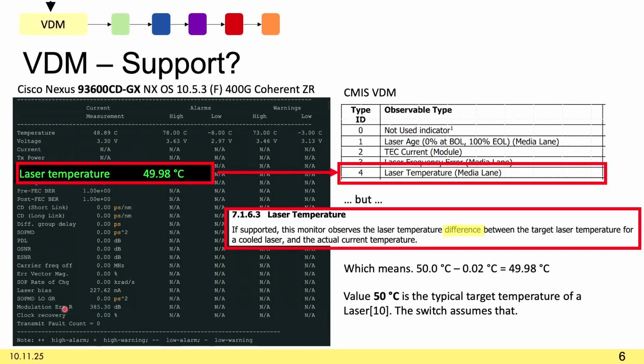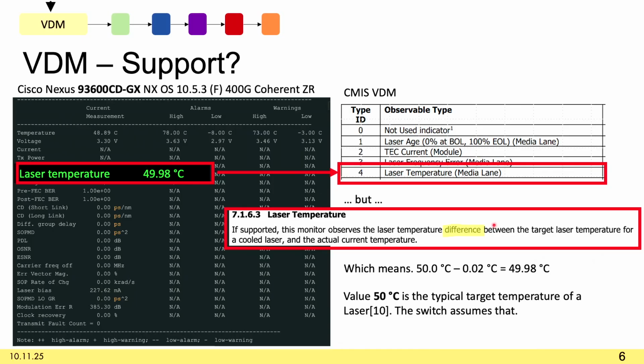Here we have a Cisco 93600. And what we end up doing is looking at values that are part of the VDM table. Laser temperature is one of the values I was particularly interested in. But it's also interesting how the agreement treats it, because you get to see here an absolute value of 50 degrees-ish. But if you look closer, what the VDM table is really reporting is a difference. You never get the absolute value.